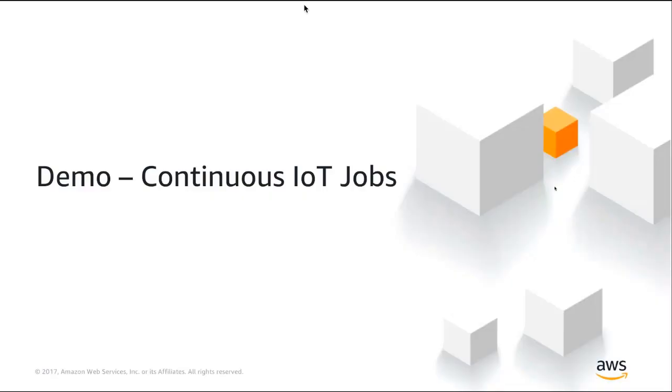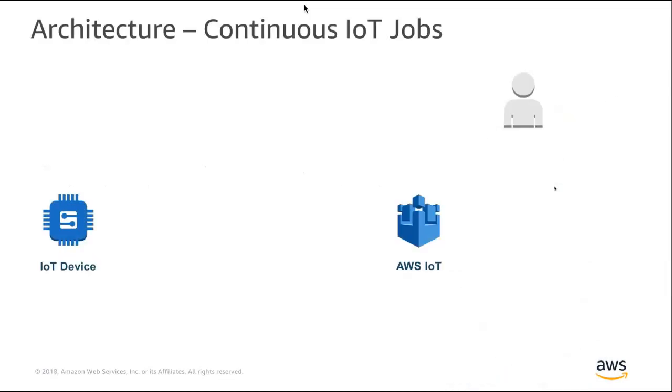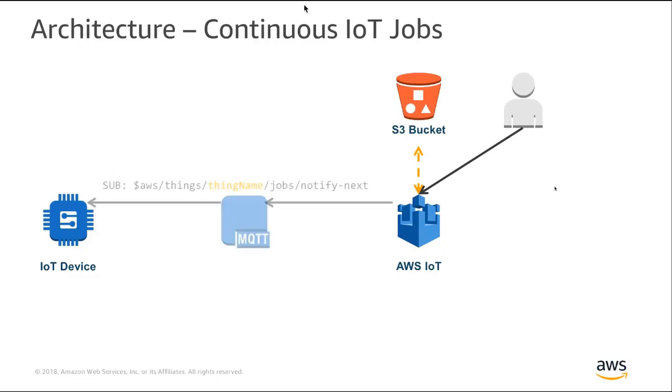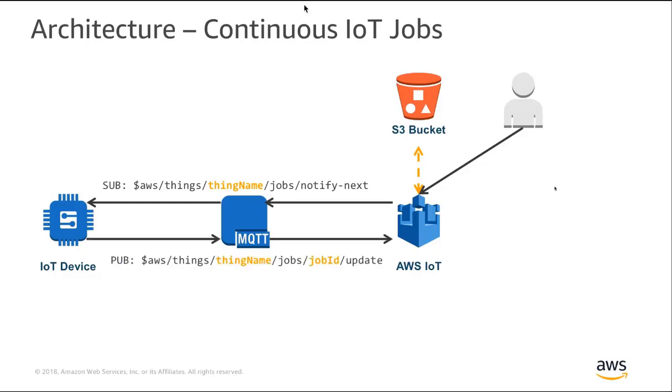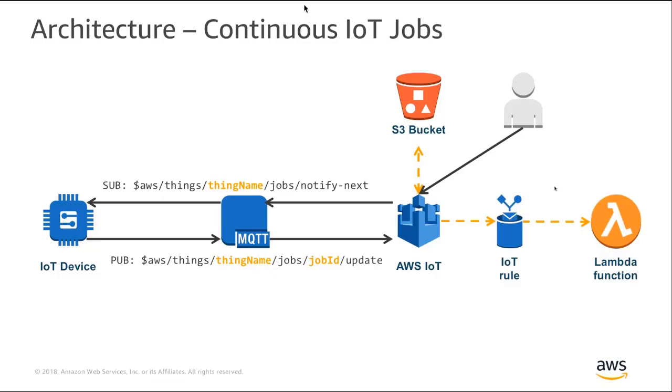So just to show this end-to-end architecture, I have me, the user, on the far right. I pushed a job to AWS IoT Core, and that job references an object in S3. My device is subscribed to a topic called thing name, jobs notify next, so it gets the next job it needs to do. It then publishes an update when it actually completes the job. And this notification triggers an IoT rule that triggers my Lambda function. So just with a few services, I'm able to really start leveraging AWS IoT Core and other services like AWS IoT Device Management.